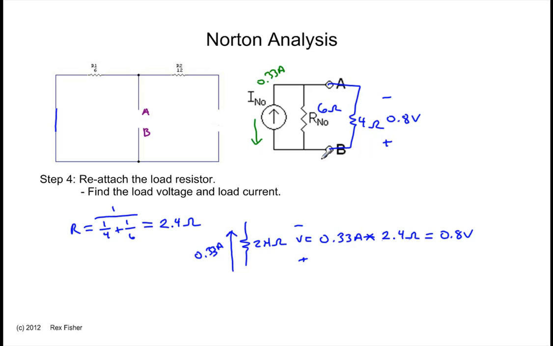But not all of this 0.33 amps flows through the 4 ohm load resistor. Some of it flows through the 6 ohm resistor. In order to get the load current, we need to take 0.8 volts divided by 4 ohms, and that gives us 0.2 amps.